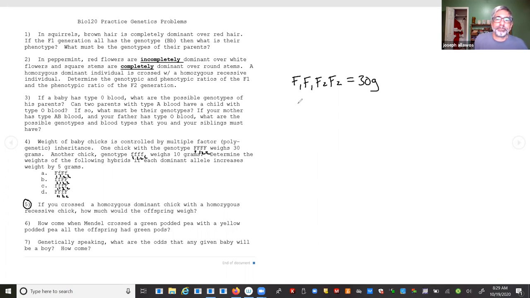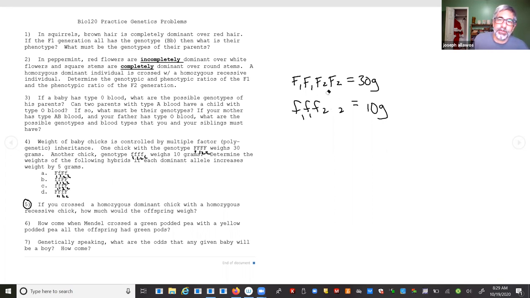If it's homozygous recessive all the way down the line, it only weighs 10 grams. These are the parameters in which you must work. The most the chick can weigh is 30 grams. The least the chick can weigh is 10 grams.